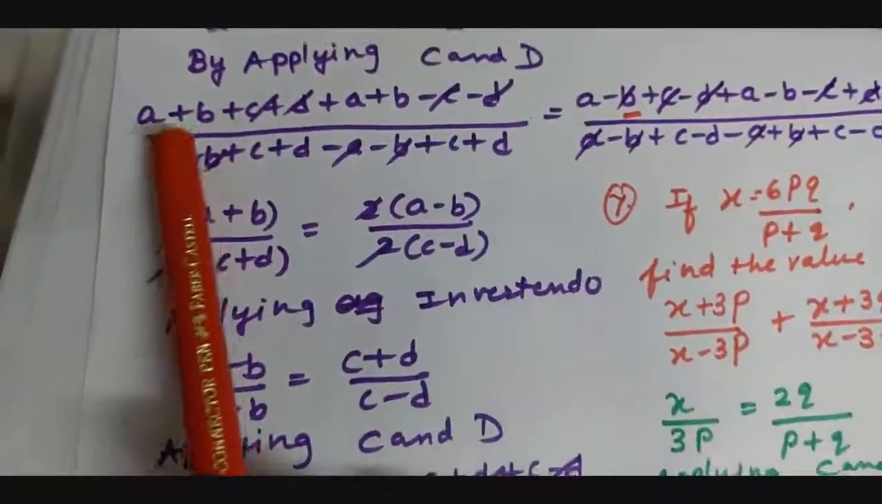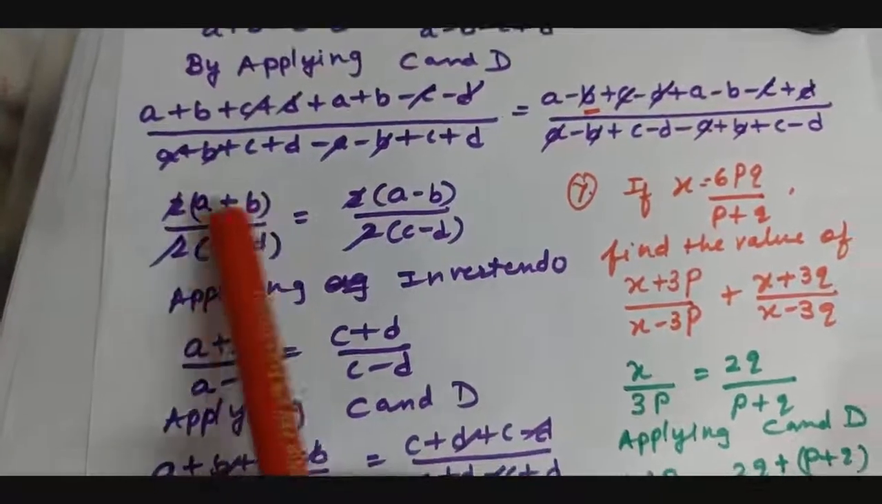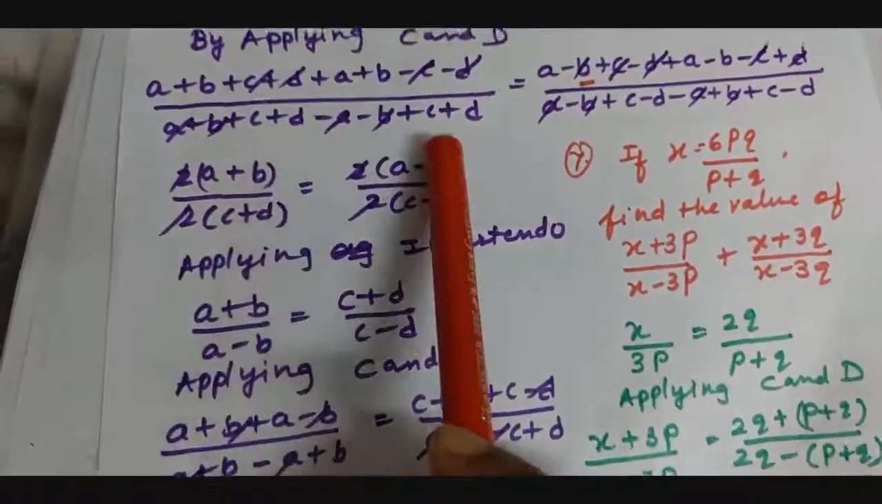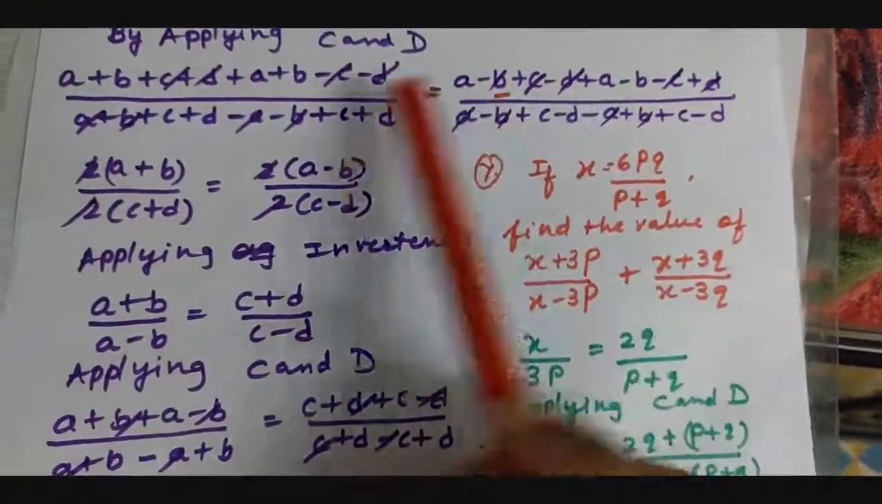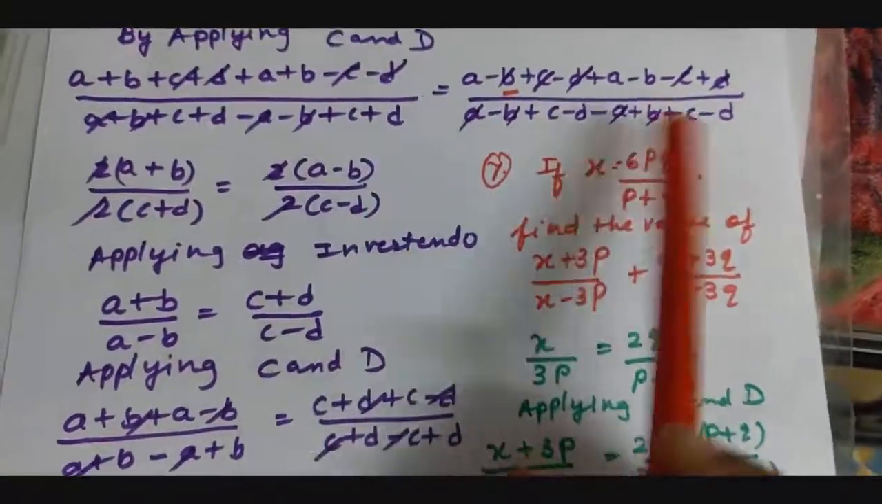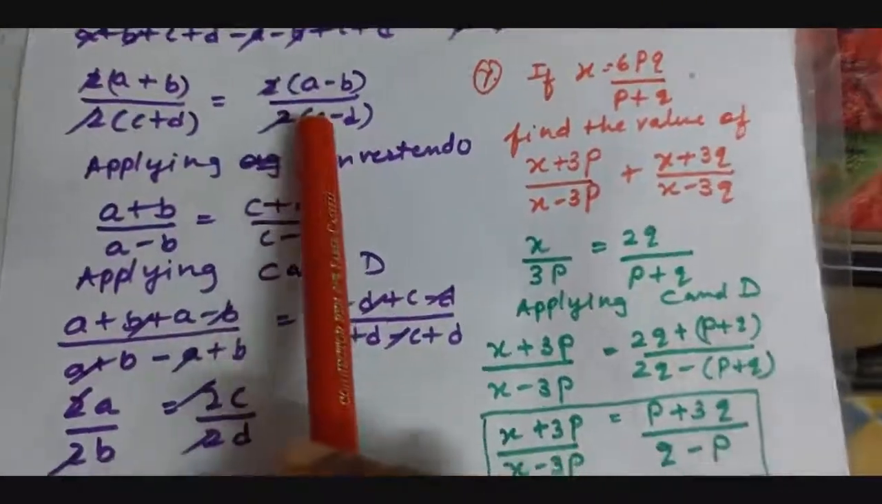Now what is left here? That is a plus b, a plus b. It means 2 times a plus b, with 2 taken common. C plus d, 2 times. Here a minus b, 2 times. C minus d, 2 times. 2 cancels from both the sides.